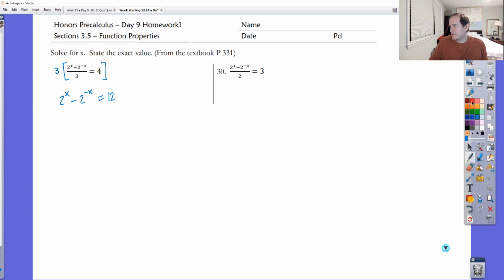So it's probably as good a time as any to go ahead and do a u substitution. So you'll say let u equal the 2 to the x. And then if you do that, you'll have a whole new equation where you have u minus u to the negative 1 equals 12. And then what you're going to want to do from there is multiply through by u.